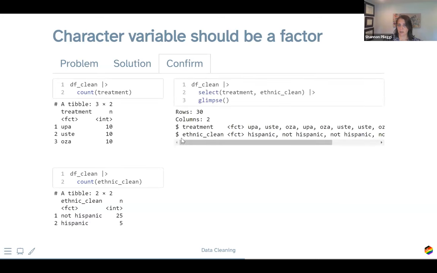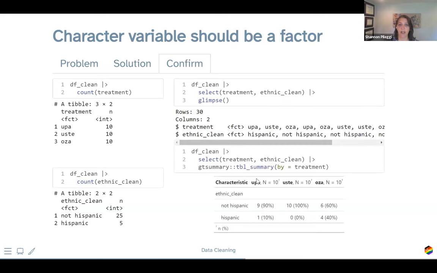If we take just a brief look at those two variables, just to confirm, again, we can see that these are now coded as factor variables instead of character. And then when we go to make our formal summary table using gtsummary, they're going to present in the order that we specified. So we're going to have UPA, USTE, then OSA, and we're going to have our more frequent ethnicity followed by our less frequent ethnicity.